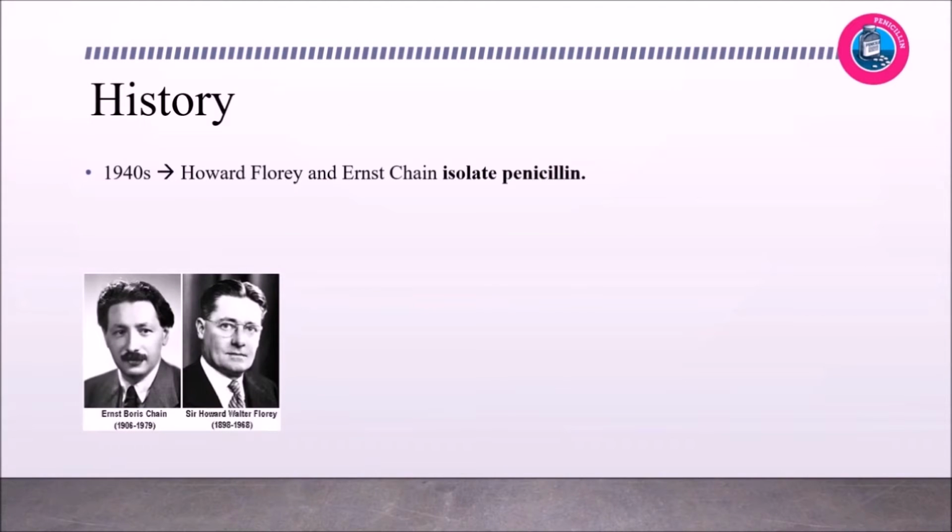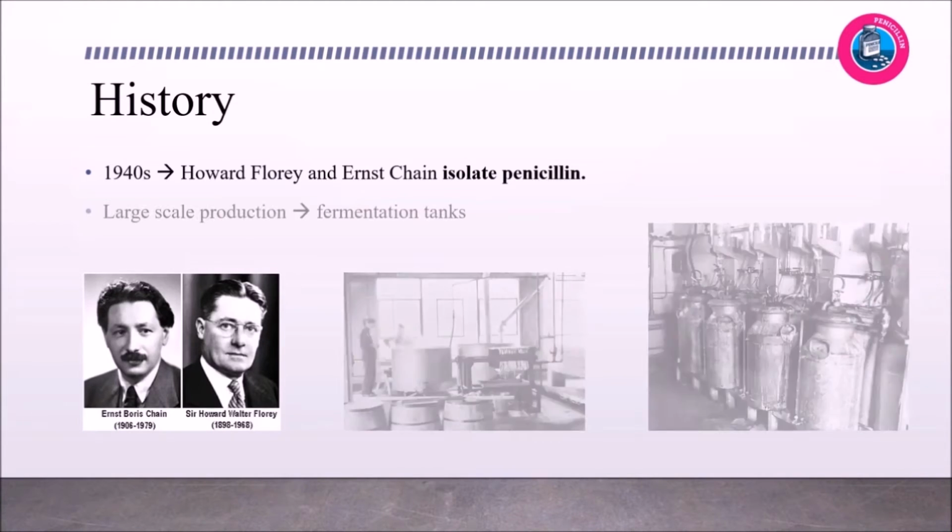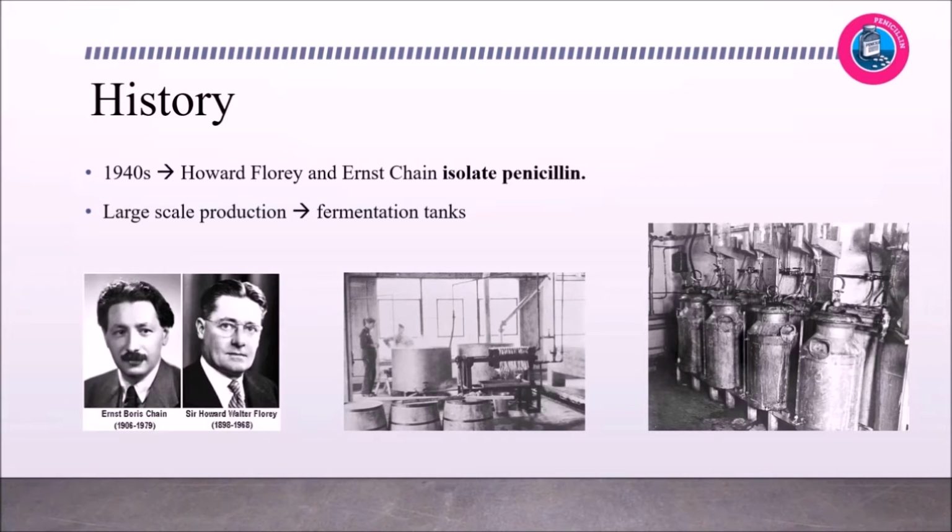In the 1940s, Howard Florey and Ernest Chain successfully managed to isolate penicillin from the mold, something which Alexander Fleming was not able to do, being a microbiologist. Following this, large-scale production soon began using fermentation tanks containing corn steep liquor. Penicillin is known to have saved thousands of lives in the later years of the war.